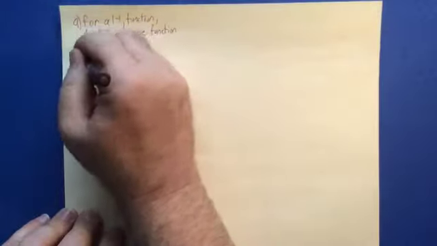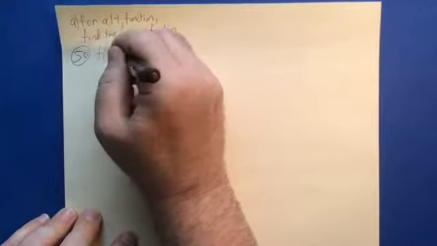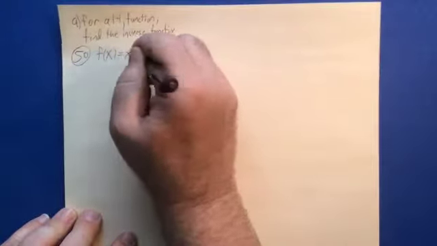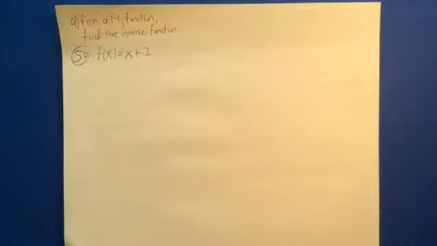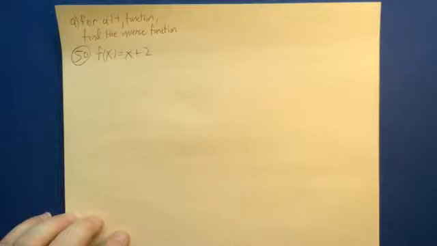So let's just go ahead and start with question 15. And we're going to take a look at f of x is equal to x plus 2. Now, because the graph of x plus 2 is a straight line, it is a function. It would pass the vertical line test. It would be one-to-one because it would pass the horizontal line test. So how we find the inverse function works as follows.